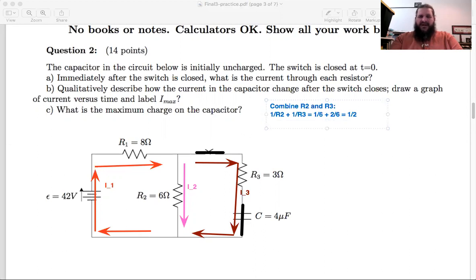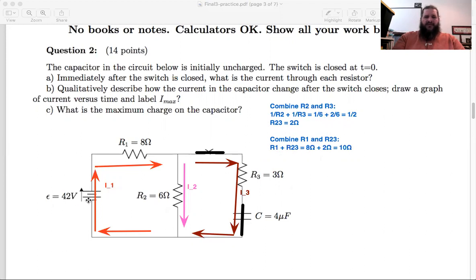And then we invert that again to find R equivalent. In other words, let's say R23. So the resistance of resistors 2 and 3 together is just 2 ohms. And once we've combined those, that's in series with R1. So what can we do with those resistances? Yeah, just add those together. 8 ohms plus another 2 ohms is 10 ohms. So this entire circuit altogether acts like just a single 10 ohm resistor.